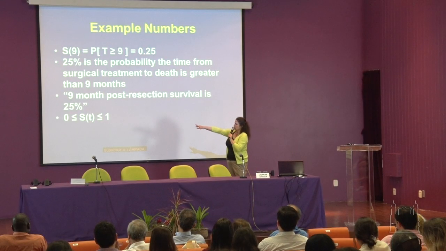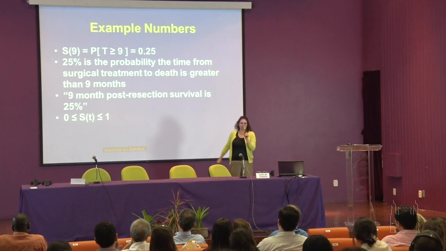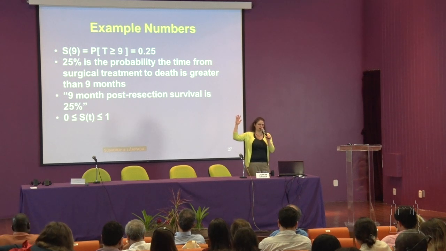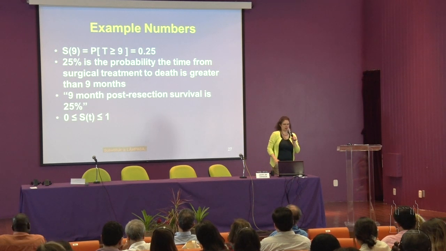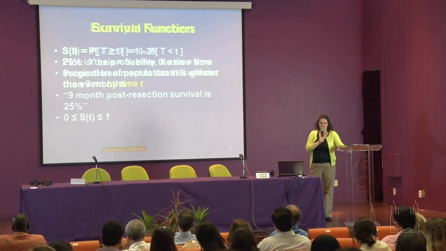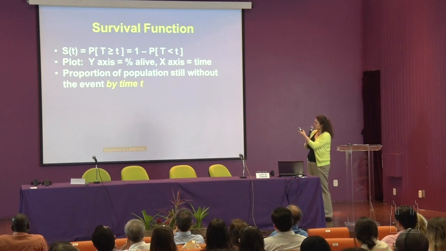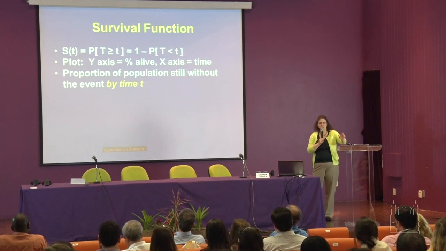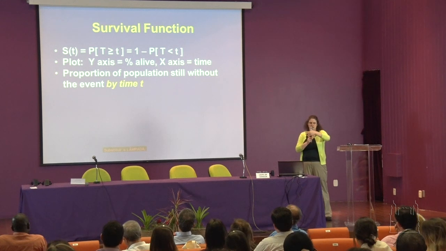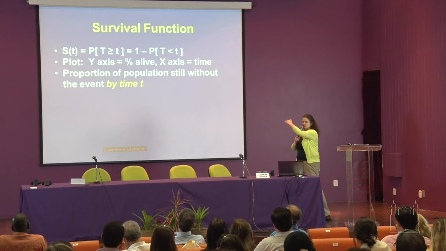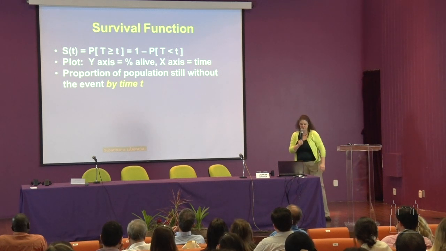Luckily, things have gotten slightly better in pancreatic cancer. So survival is always bounded by 0 and 1. At some point, everybody is event-free, and at some point, we are all going to die. That is the assumption that we make. So we do talk about it sometimes as time to having the event, and sometimes 1 minus that. So sometimes you start at 0 and go up, and sometimes you start at 1 and go down.